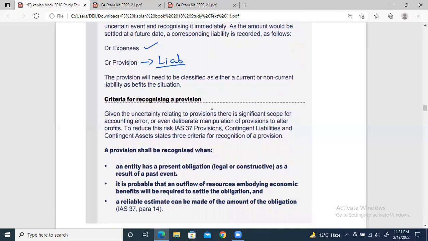Now, criteria, this is also very important. Criteria for recognizing a provision. Just give me a second, 1 second.